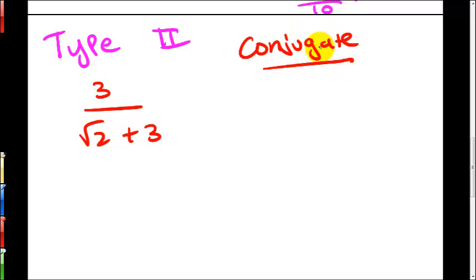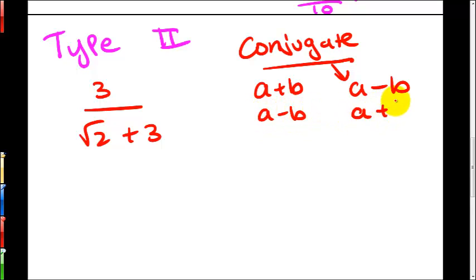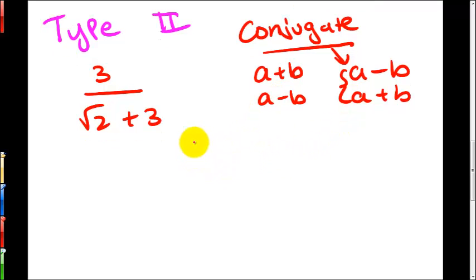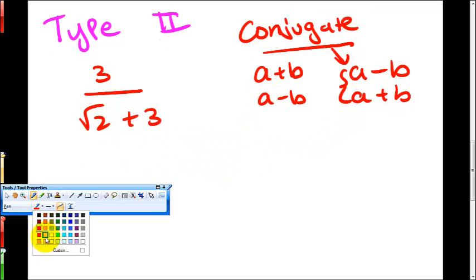What is its conjugate? It's exactly the same number except a different sign in the middle. So for example, a plus b, and the conjugate must be a minus b. Or if you had a minus b, your conjugate is of course a plus b. So it's not too hard. All we do is multiply by its conjugate.